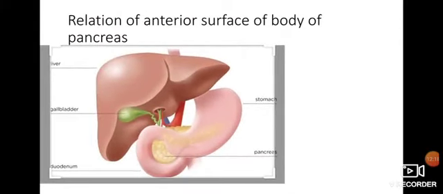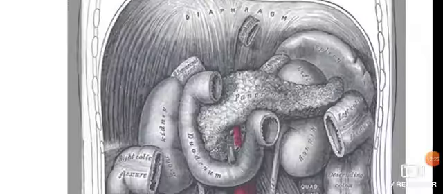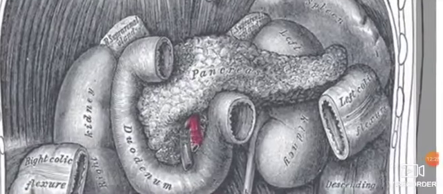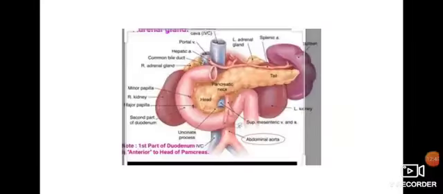Then, the body's posterior surface. Listen to this. What you can see is, posteriorly, this is the body portion. What is present behind? Here you can see the kidney, left suprarenal gland. The left kidney and suprarenal gland are there. Obviously, the left renal vessels will be passing behind the pancreas. I will show you.